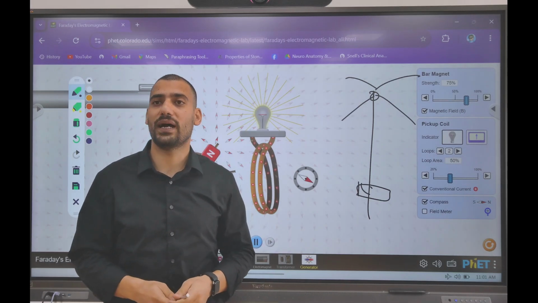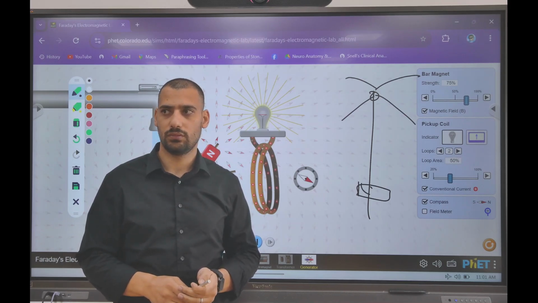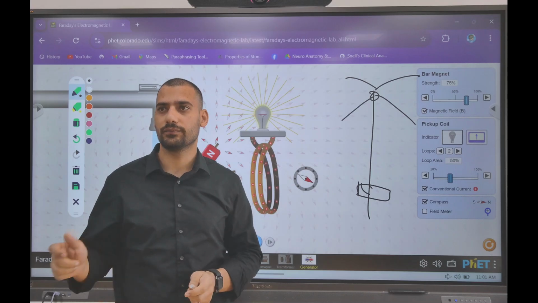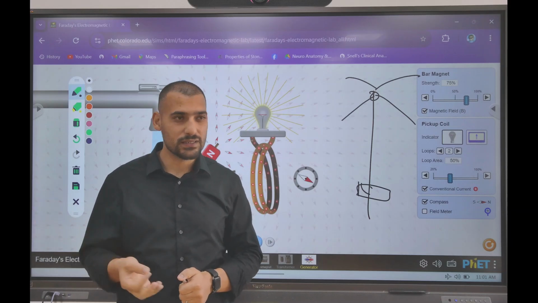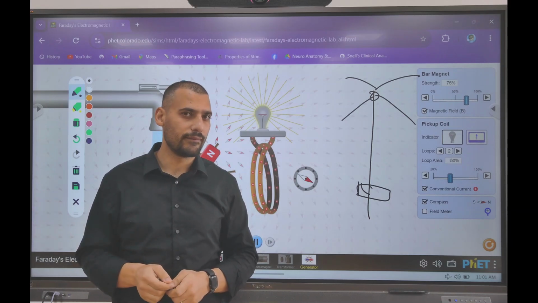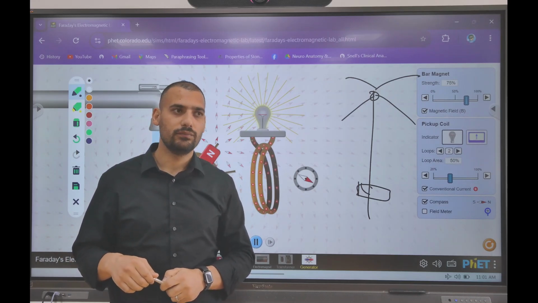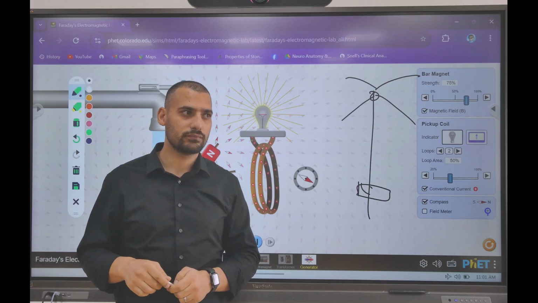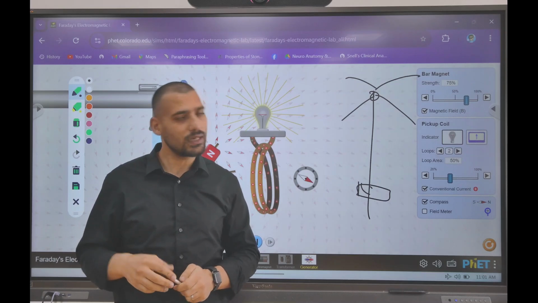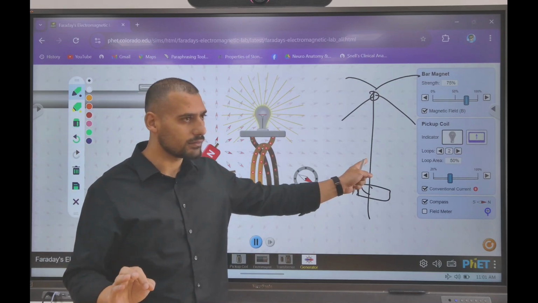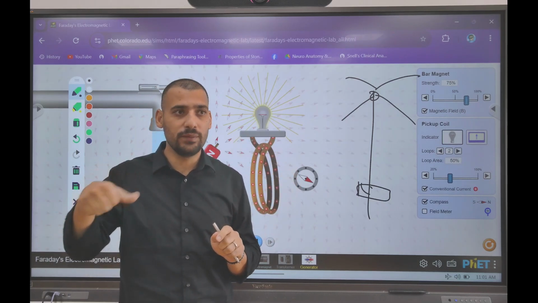How many of you have bicycles with a dynamo? Bicycles that have those wires installed and a motor, something like that. Yes, the electric one. Again, the same thing is happening there. How does that dynamo work?